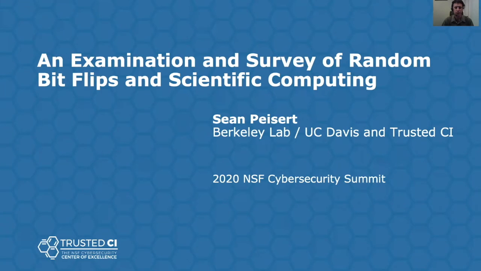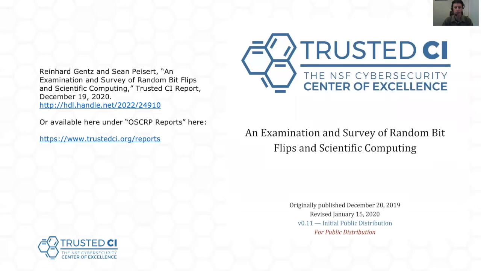In 2019, Trusted CI launched a community effort that examined the causes of random bit flips in scientific computing and common measures used to mitigate the effects of bit flips. To gather information for the report, we surveyed scientists using scientific computing, as well as operators of data repositories and computing systems ranging from small clusters to large-scale DOE and NSF high-performance computing systems. Our report, an examination and survey of random bit flips in scientific computing, was published in December 2019. The report can be viewed at the link shown on this slide.